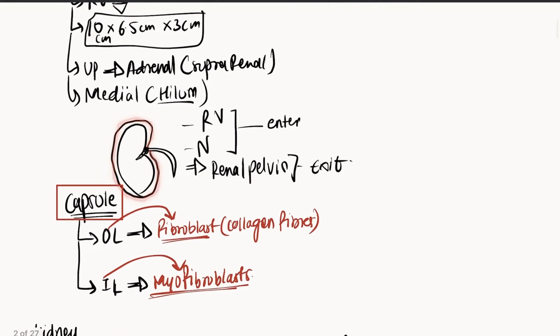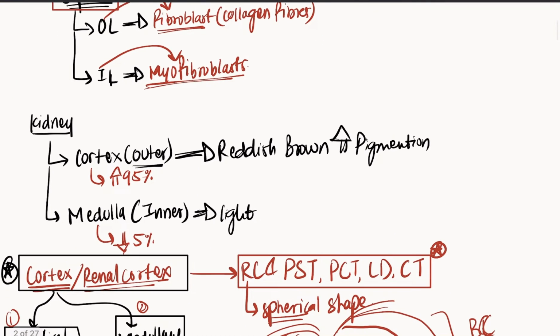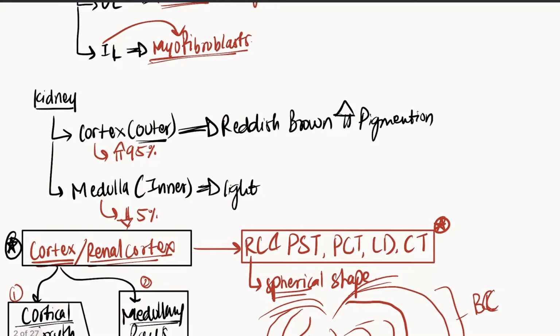This kidney has a capsule surrounding it. The capsule is divided into two layers: outer and inner. The outer layer is filled with fibroblasts and collagen fibers, and the inner has myofibroblasts only, which you have to remember. The kidney is divided into the outer cortex and the inner medulla.